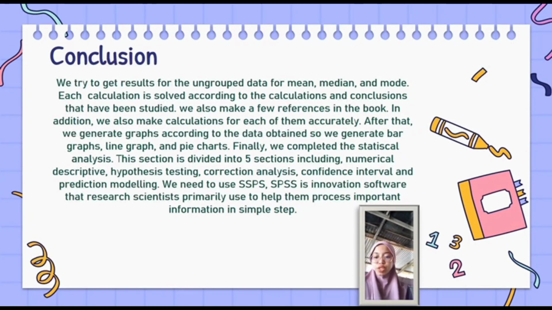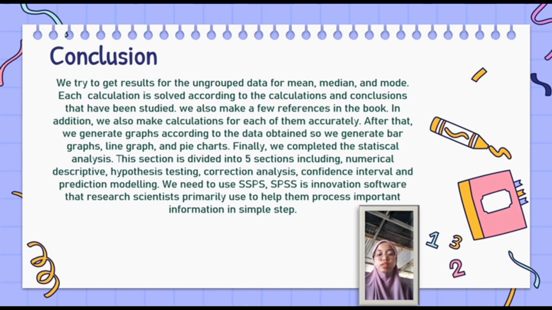For the conclusion, we try to get results for the ungrouped data for mean, median and mode. Each calculation is solved according to the calculation and conclusion that have been studied. We also make a few references in the book. In addition, we also make calculations for each of them accurately. After that, we generate graphs according to the data obtained. So we generate a line graph and pie chart.